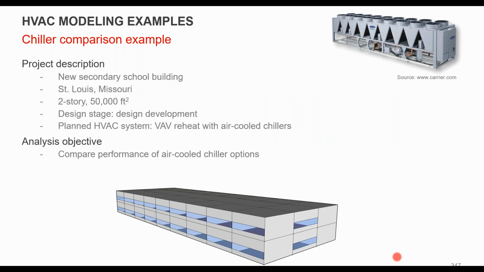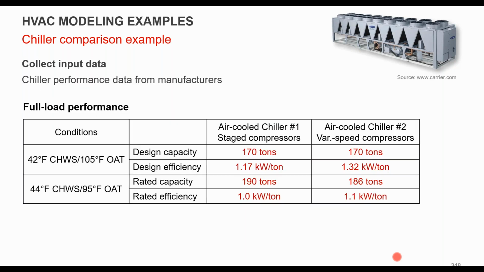So let's apply that same chiller to the same project. This is a 2-story school. And what happens when we look at these two options? Same capacity of the units, full load design efficiency of number 2 is a little bit higher kW per ton than number 1.